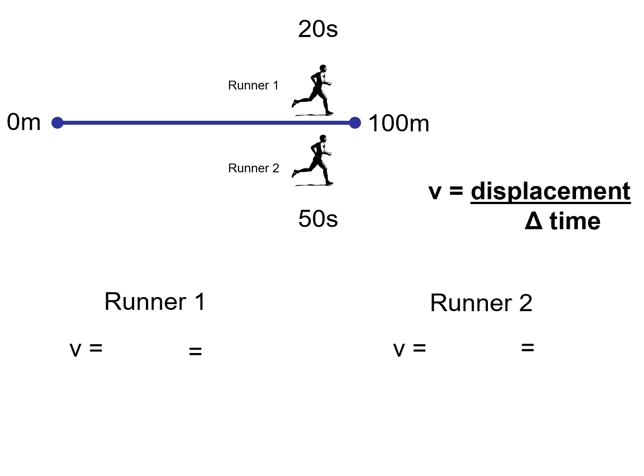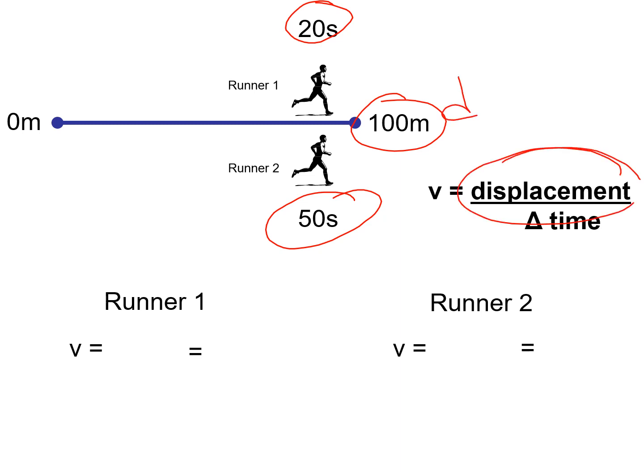So let's look at runner 1 and runner 2. Runner 1 took 20 seconds to travel 100 meters. Runner 2 was slower. It took them 50 seconds to travel 100 meters. And we know that velocity is displacement over time. So how do we calculate runner 1's velocity? Well, we know time and displacement, not distance, displacement. Very important, the difference between distance and displacement. So they traveled 100 meters in 20 seconds. So their average velocity was 5 meters per second.